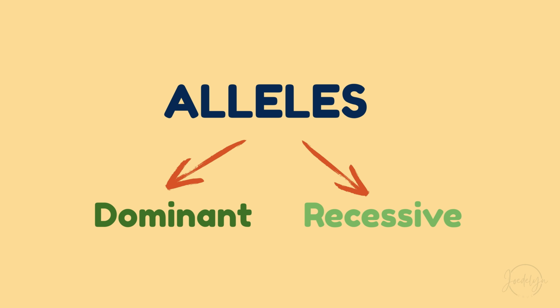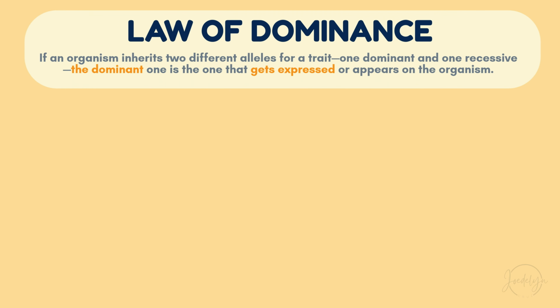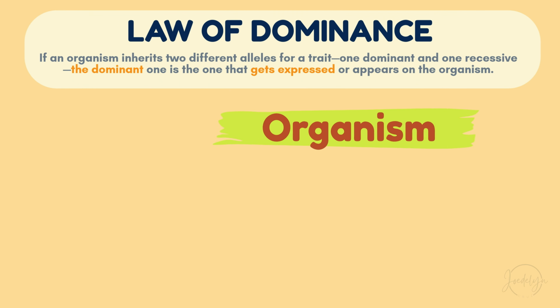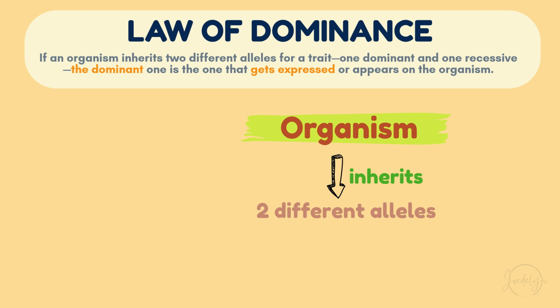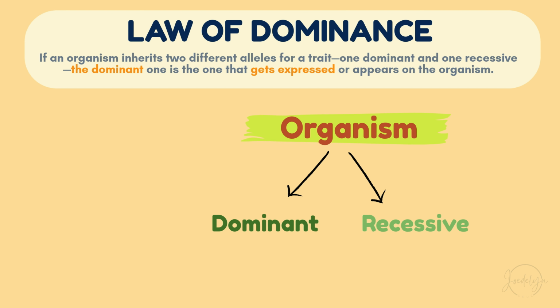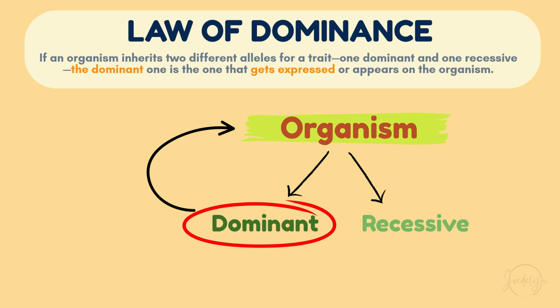This discovery brings us to the law of dominance. This law states that if an organism inherits two different alleles for a trait, one dominant and one recessive, the dominant one is the one that gets expressed or appears on the organism.